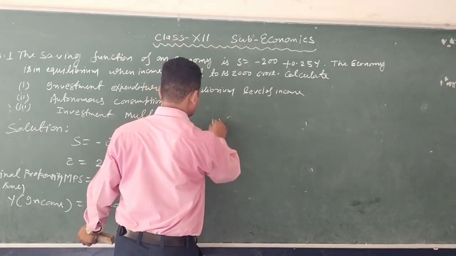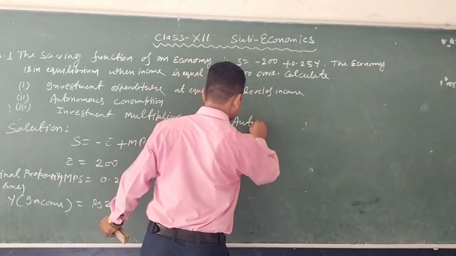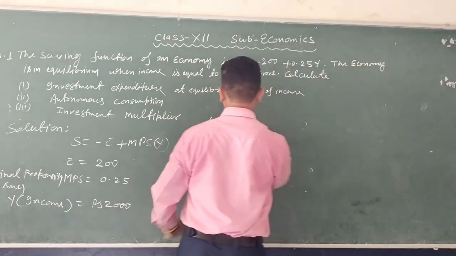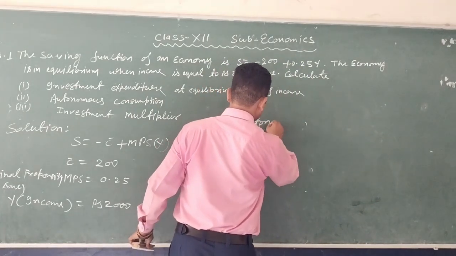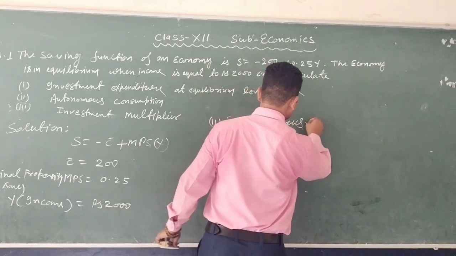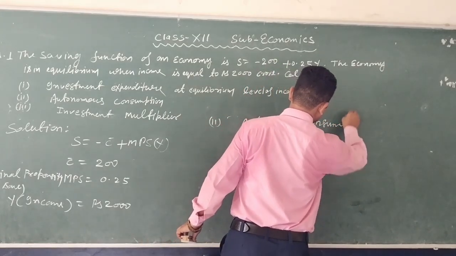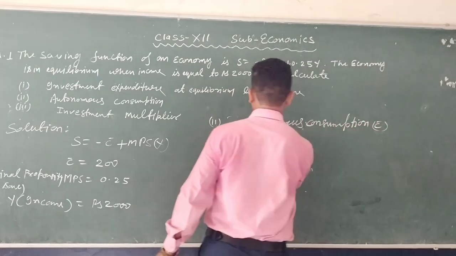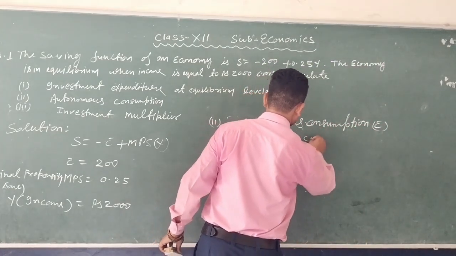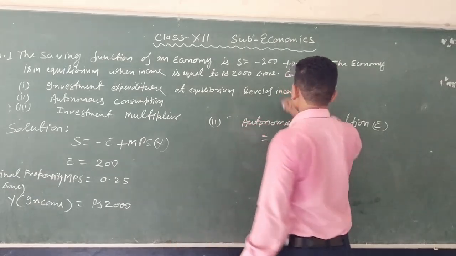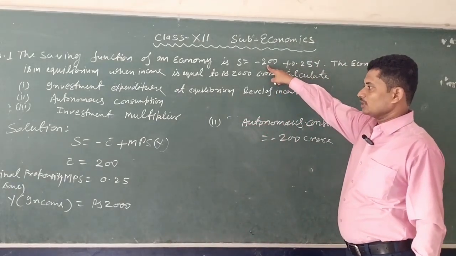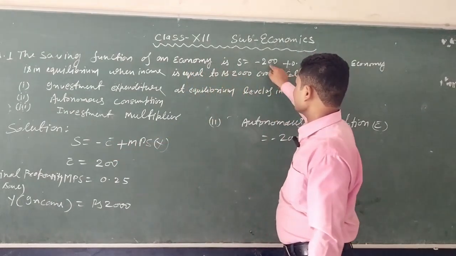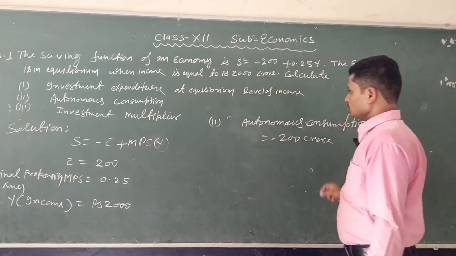Next, autonomous consumption equals minus 200 crore. We compare from this saving function. The value of autonomous consumption is given there. We have compared from the saving function, and the value of autonomous consumption is 200 crores.